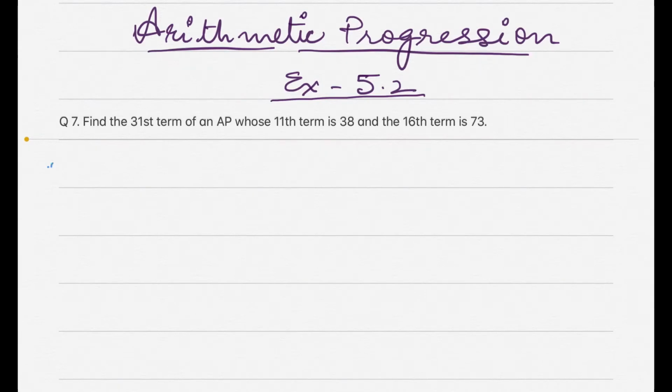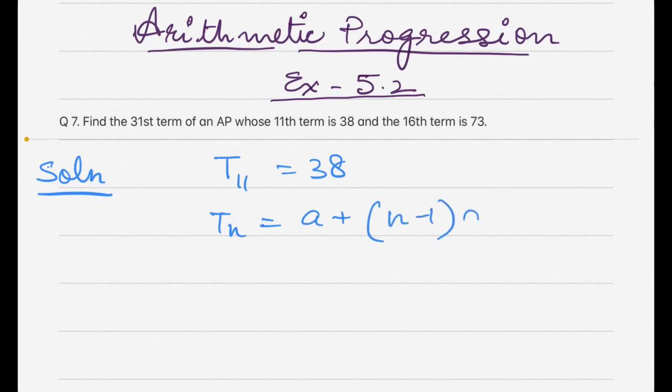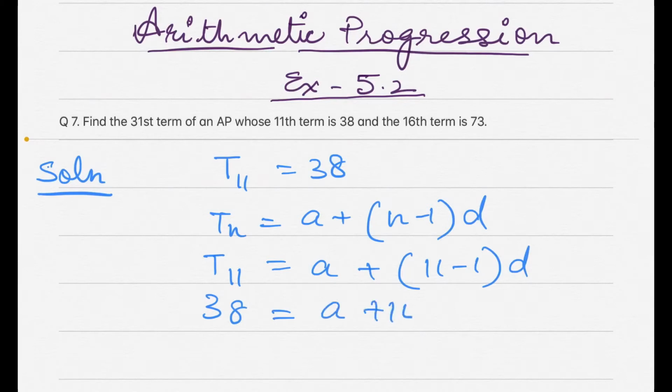Okay, so I think that's fine. So we can start with our solution. We are given that my 11th term is equal to 38, and so I can say that Tn is equal to a plus (n minus 1)d. We can write down the formula one time. Now this will be T11 is equal to a plus (11 minus 1) into d, and T11 is given to me as 38. So 38 is equal to a plus 10d.